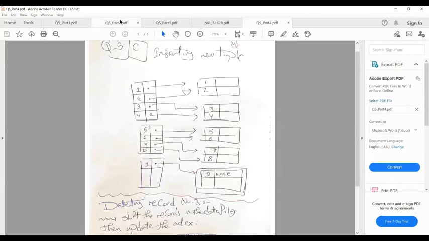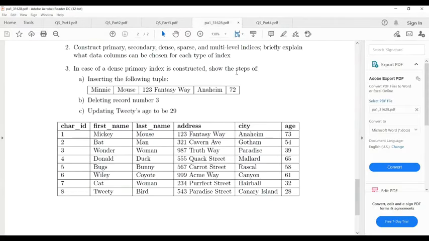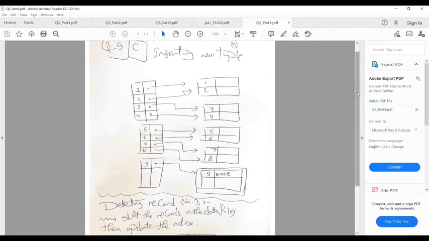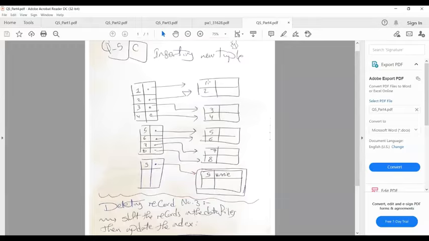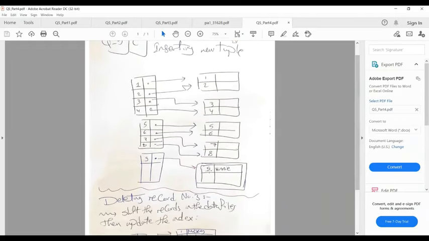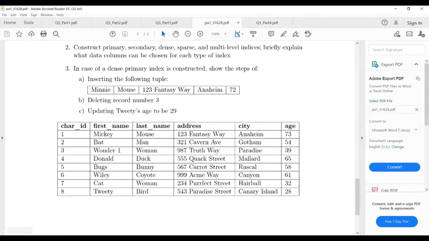Okay, now returning back to the question, we need to delete record number 3. Also, deleting is very straightforward. We will shift the values and then update the index. What I mean by shifting is, now here I had 5 pages with 9 records, right? I'm going to shift those values in order to get rid of the third value, which here is Wonder Woman Truth Way Paradise 39.